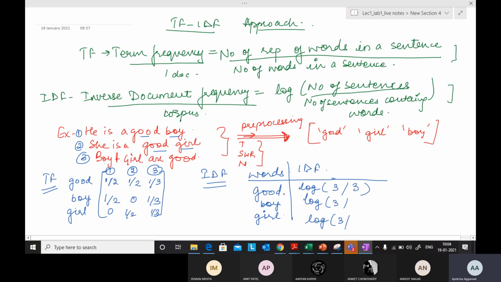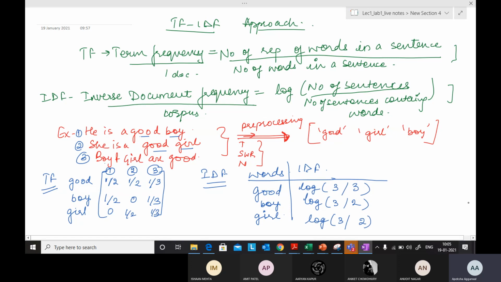So 3 by 3. Then boy is present in first and third sentence, so 3 by 2. Then girl is present in second and third sentence, so 3 by 2. So this is total. So we have calculated TF, we have calculated IDF.